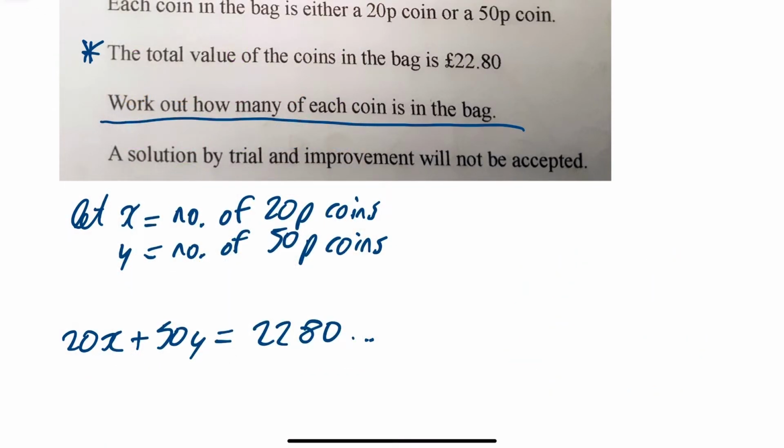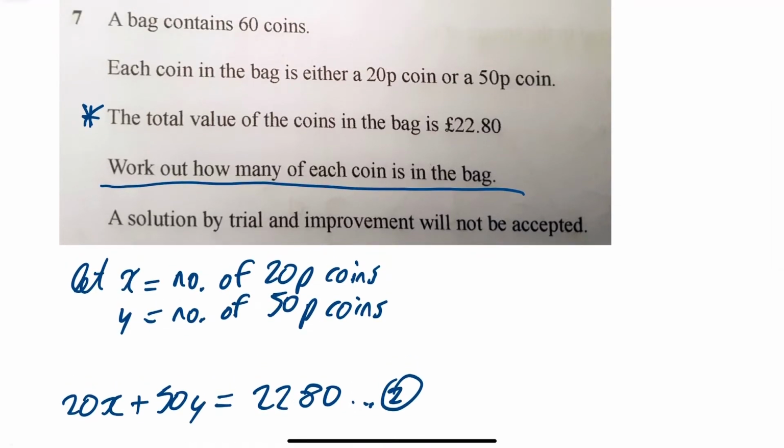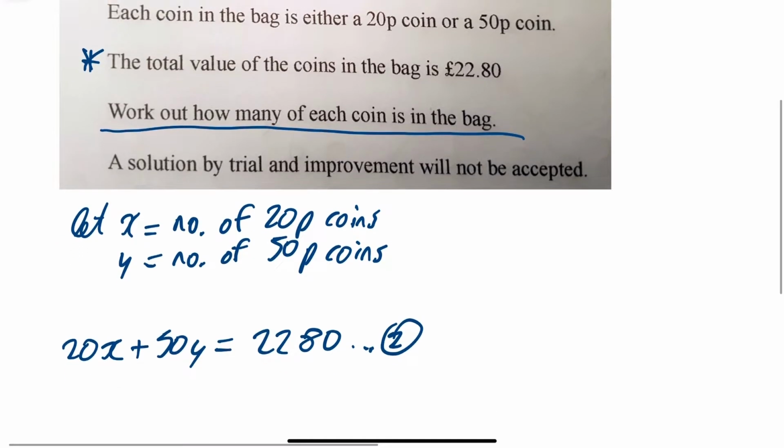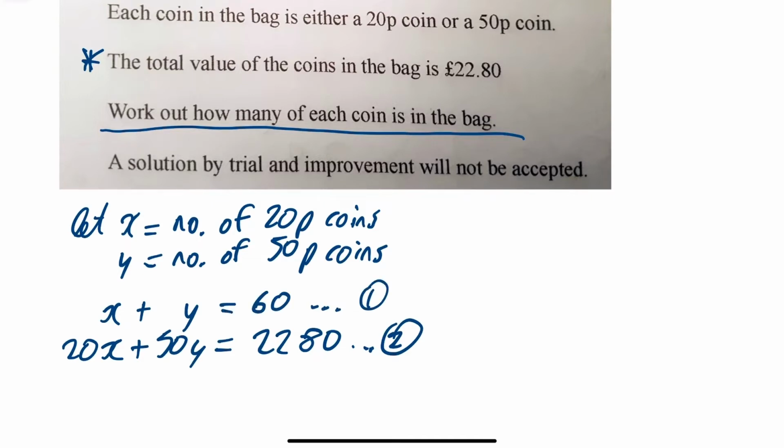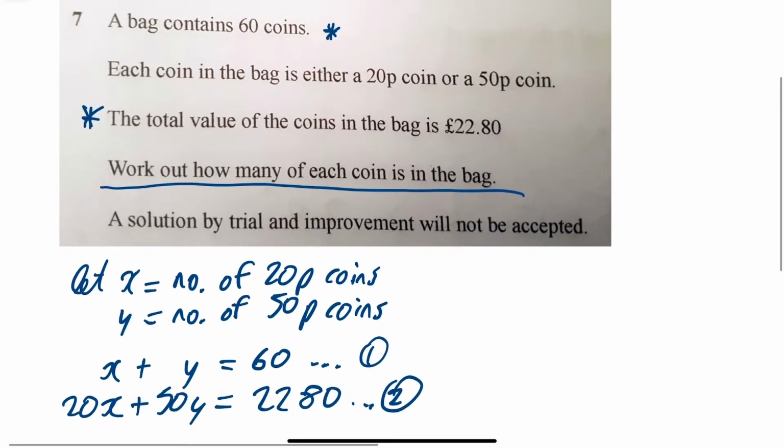Okay, the first equation should be the easy one. It is easier of the two equations, but people always miss it. So what people miss is the very first line. So a bag contains 60 coins. So 60 is your number of coins. So that means your number of 20p's, which was x, plus your number of 50p's, which was y, adds up to 60. And that's your first equation. So you're really good to go.